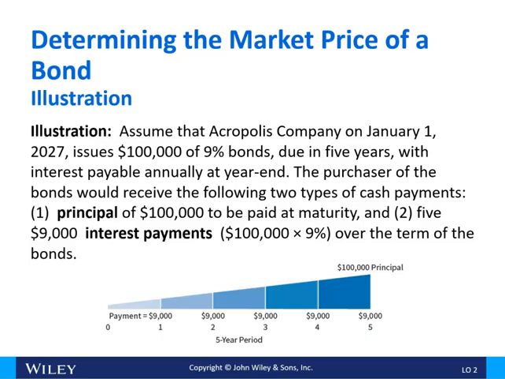The purchaser of the bonds would receive the following two types of cash payments. One, the principal, the face value, $100,000 to be paid at maturity, and two, 5 $9,000 interest payments. So it's $100,000 times 9% times 1 year because of the annual interest payments. So $9,000 paid 5 times over the term of the bond. So the $9,000, the $9,000, the $9,000, the $9,000, the $9,000 in year 5 plus the $100,000 principal.